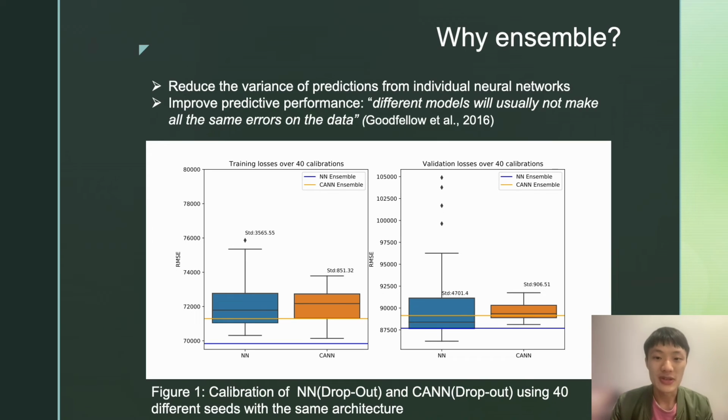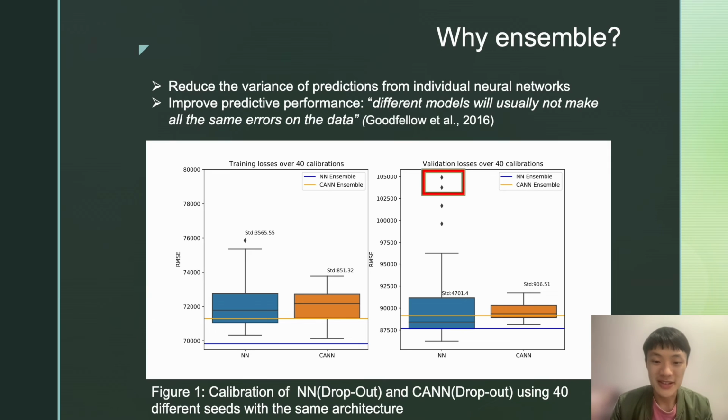Figure 1 shows the distribution of training and validation loss for the neural net and CANN over 40 calibrations with different seeds. As we can see from the figure, both the training loss and the validation loss are quite volatile. For instance, if we are unlucky in setting the seeds, we can end up with a high loss when making predictions. The blue line and orange line mark the loss of the NN and the CANN ensembles. As per the figure, both ensembles have a lower loss than the majority of individual networks.